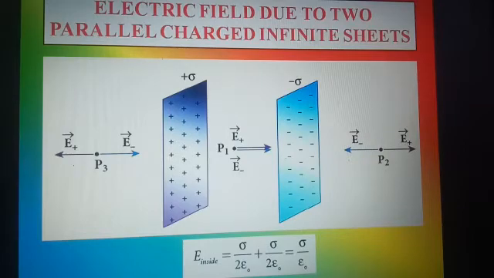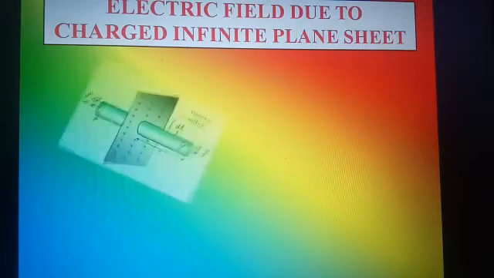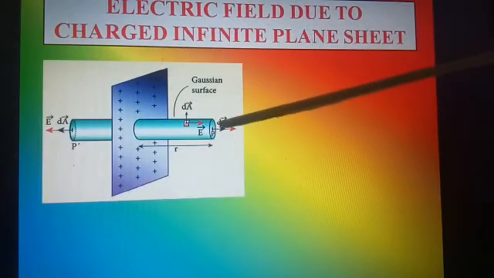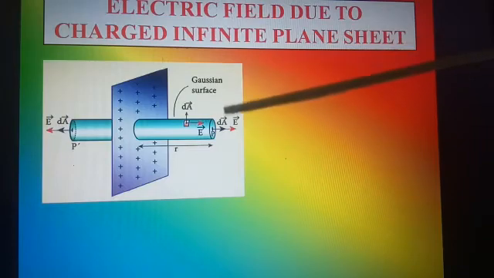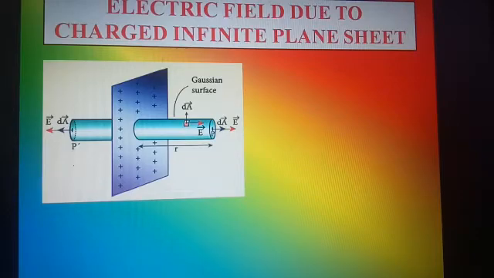And the next topic is electric field due to a charged infinite plane sheet. This is the plane sheet and this is the cylindrical Gaussian surface. Consider an infinite plane sheet of charge with uniform surface charge density sigma. Let P be a point at a distance of r from the sheet.